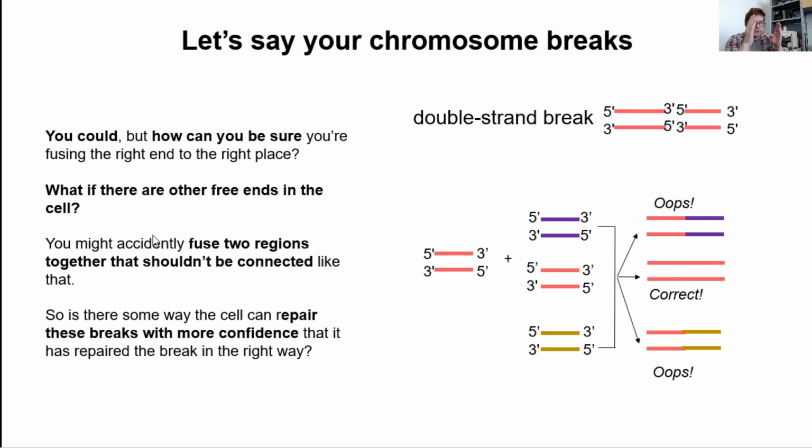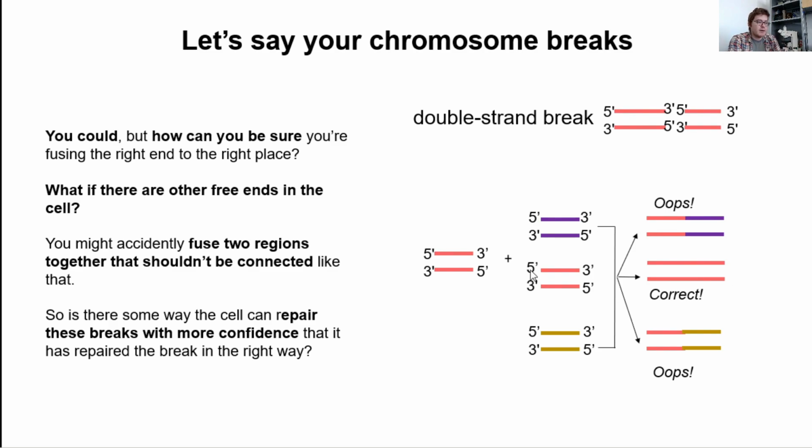Or what if you had two double-strand breaks and a whole chunk of the chromosome went missing, and now you stitch two pieces together and you delete everything? You might accidentally fuse two regions together that shouldn't be connected. And so hypothetically here, this is a scenario where we want to connect the pink pieces, but maybe the cell would accidentally connect the purple piece or the gold brown color pieces together here, and now we've got the wrong things, right?